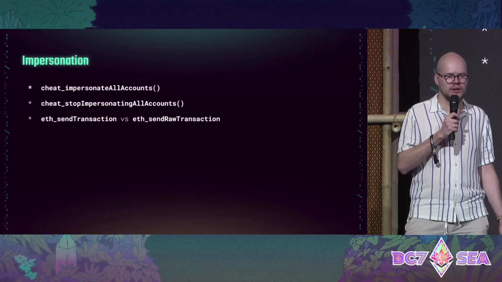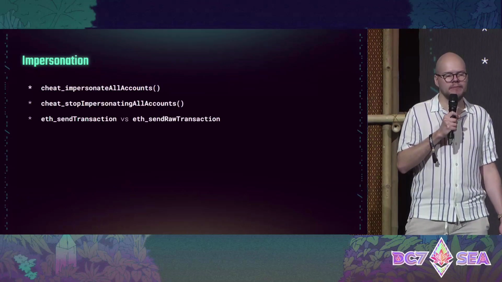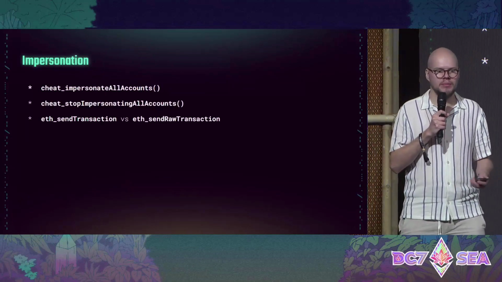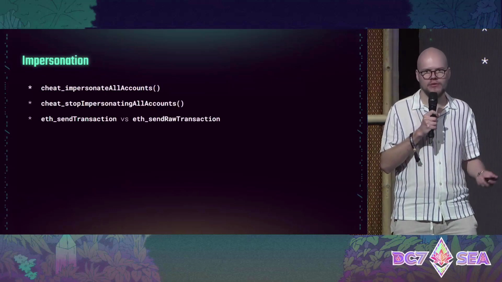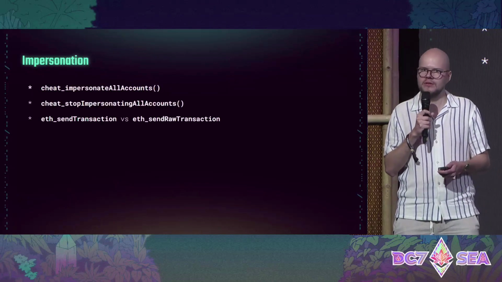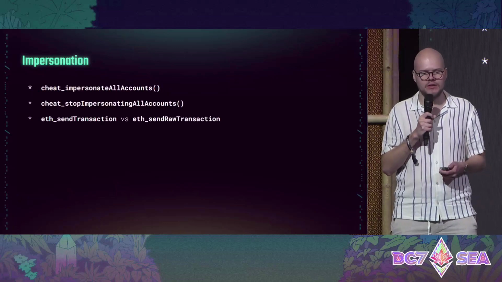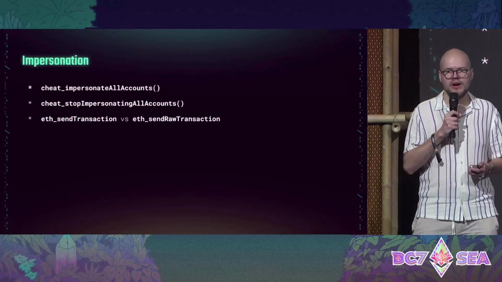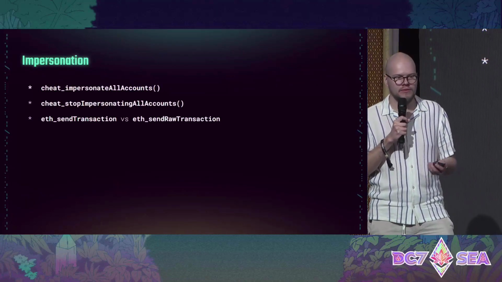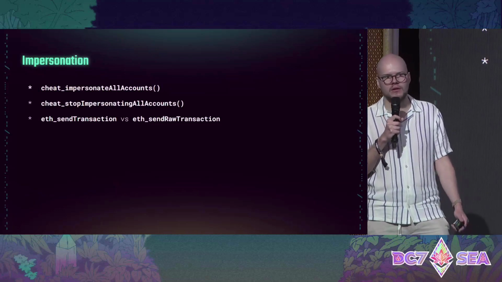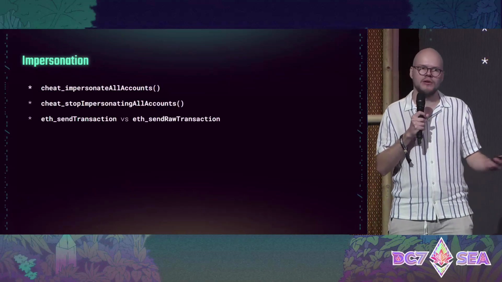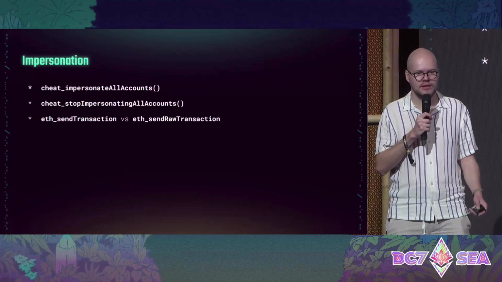So this is what cheat impersonate all accounts does. And you have control, either you use impersonation or not, because your client library, if you provide a private key, is going to automatically use eth_sendRawTransaction. So you send a signed transaction to the node. And if you don't have a private key, just an address, the libraries are going to use eth_sendTransaction, which contains all the information about the transaction, and the node actually signs it or just pretends that they are signed.